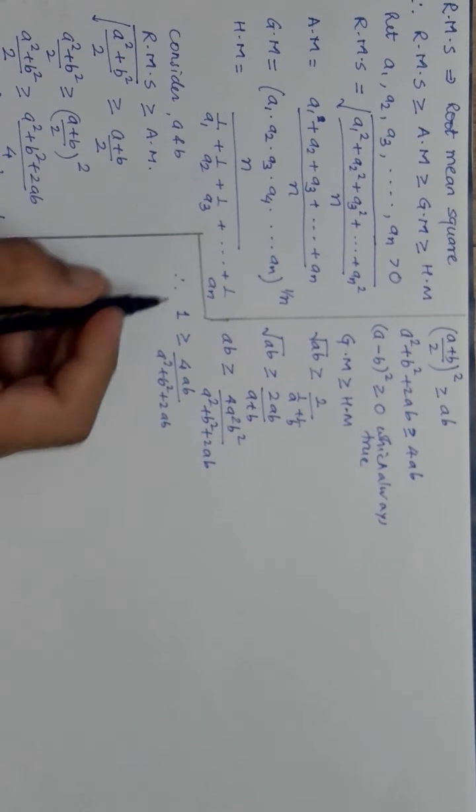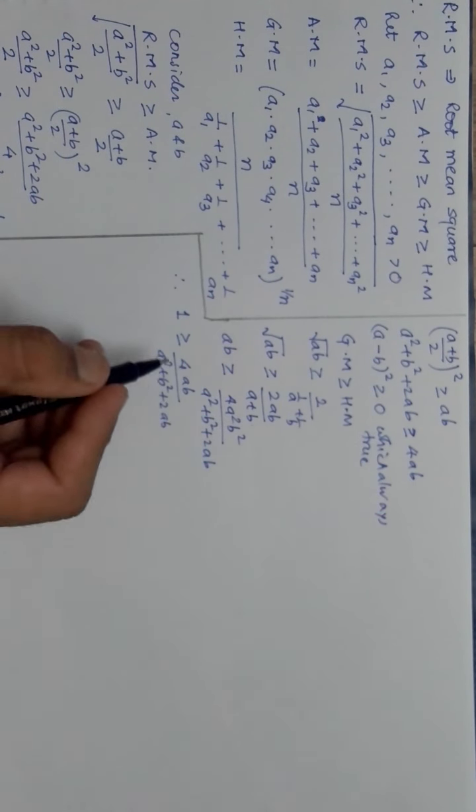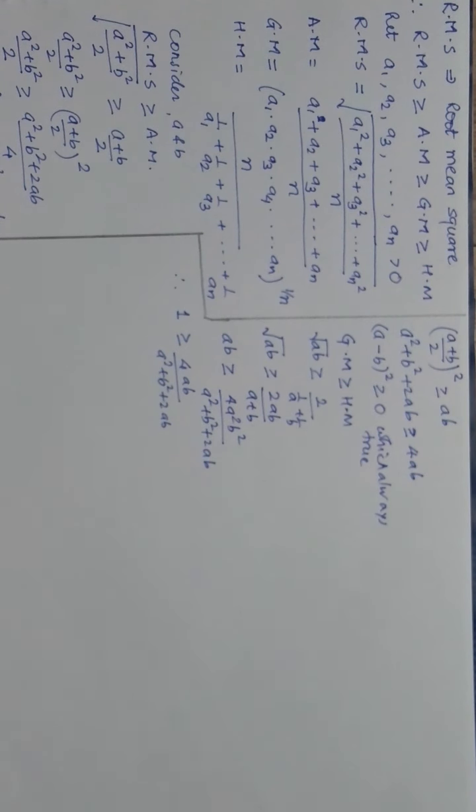So we get here 1 is greater than or equal to AB. Both A and B are positive, so I can divide by A and B. Since both are positive, there is no effect on the inequality sign. If they were positive or negative, there could have been an effect on the inequality sign. Since both are positive, the product will obviously be positive, so I can divide by AB.